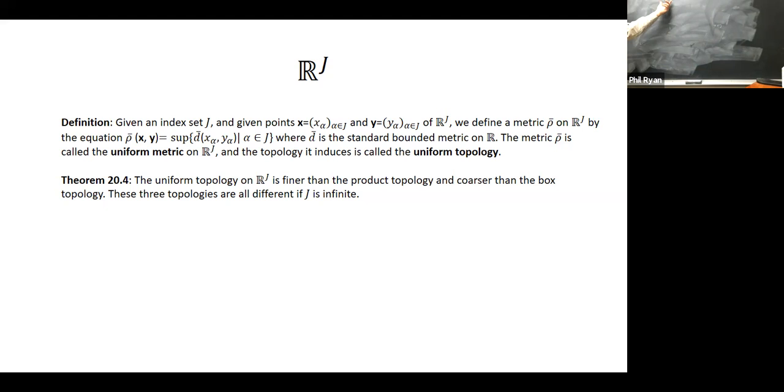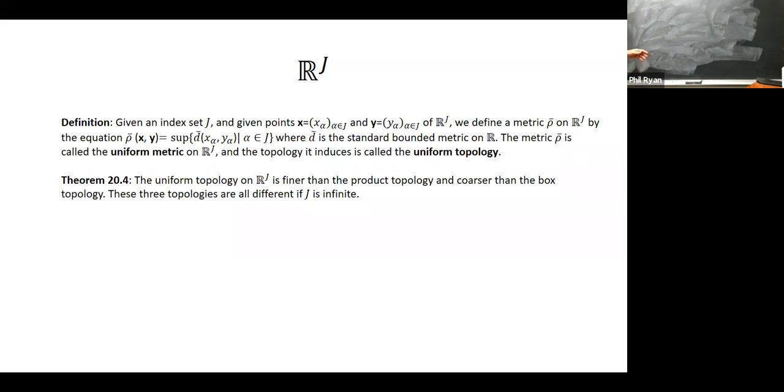So this uniform topology contains this. So this is a uniform topology. Basis element contains this box topology. And so this shows that the box topology is finer than the uniform topology. Is there a problem if you try to use epsilon instead of epsilon over 2?